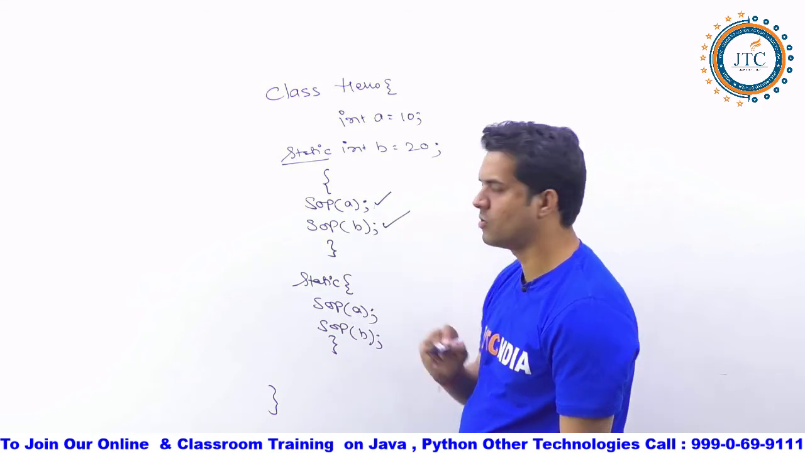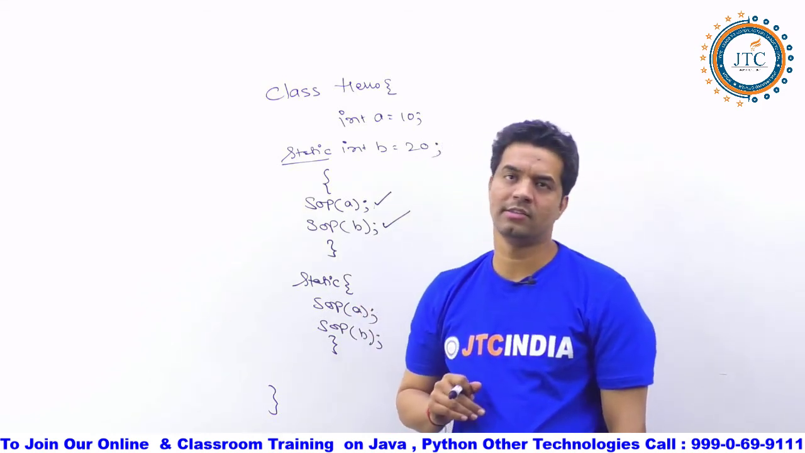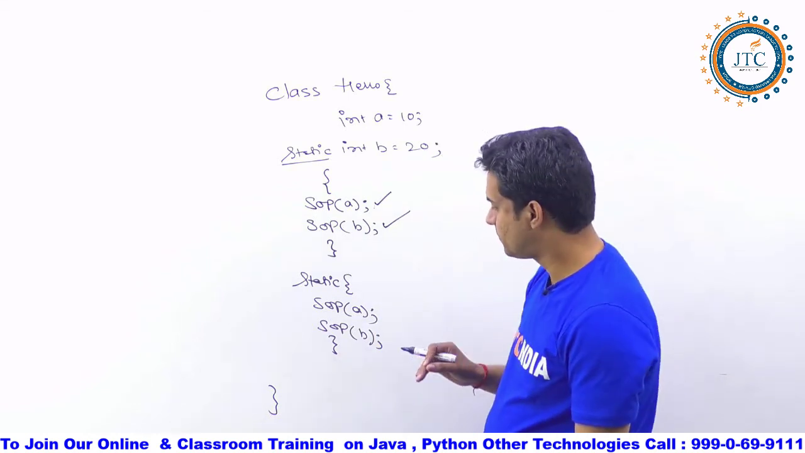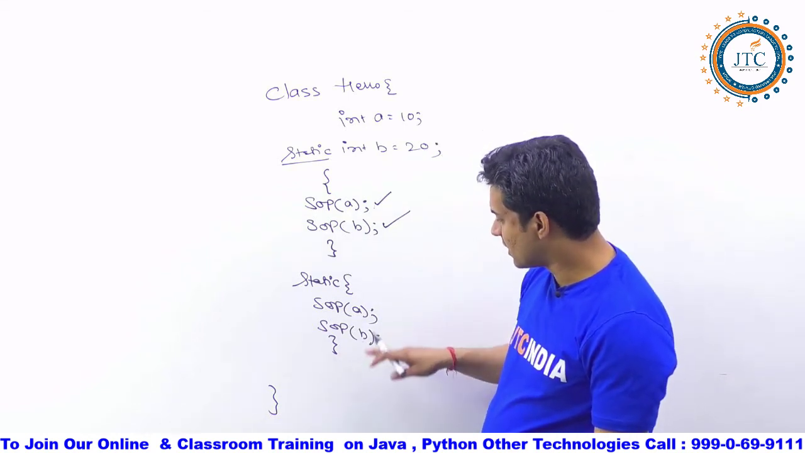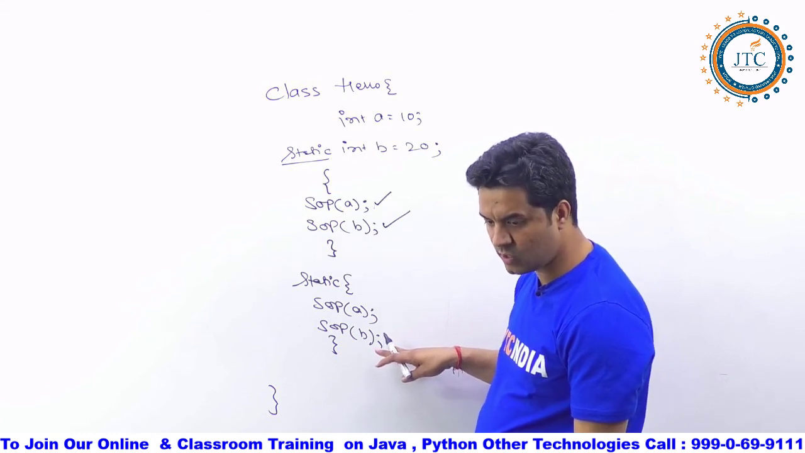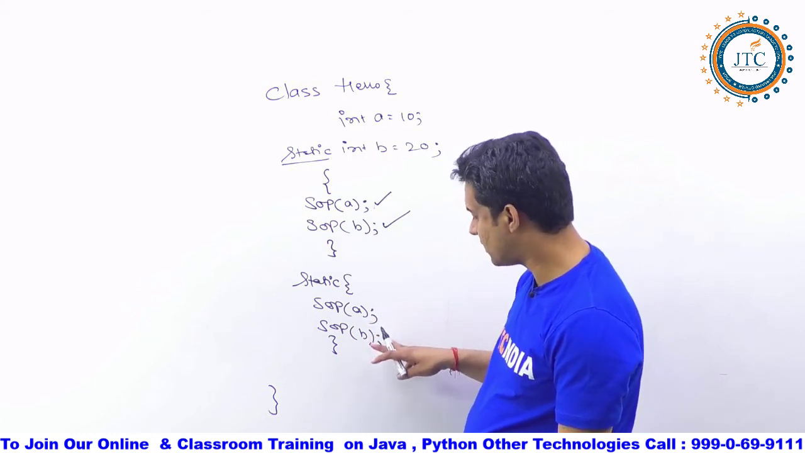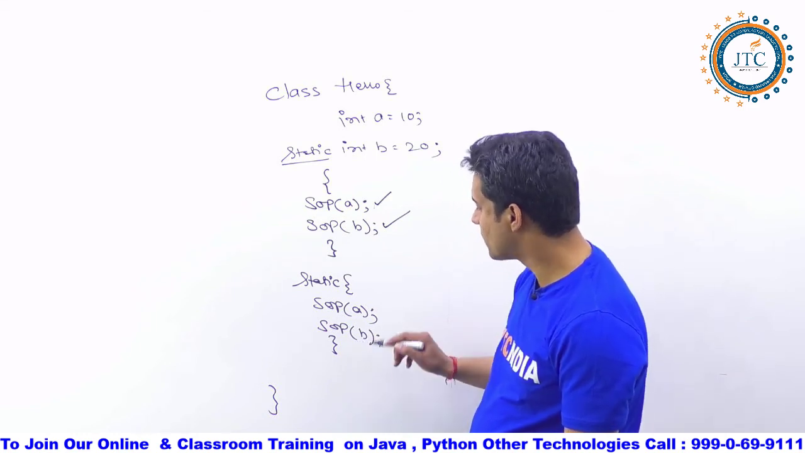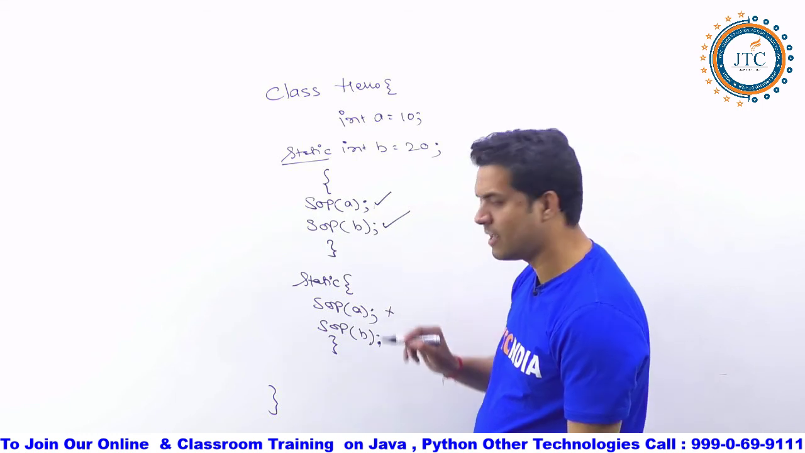Yes, we can access this also. There is no problem at all in this. But at the same time, now you are accessing A as well as B, whichever I am writing here, I am accessing it inside this. So see, we cannot access A.